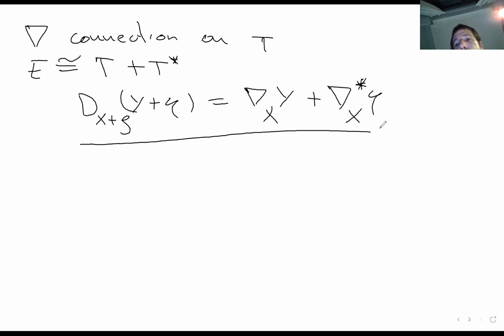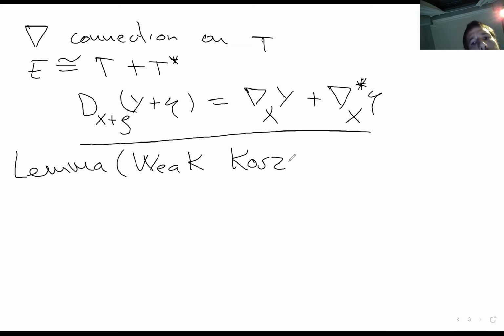Our aim is to understand whether we have some Levi-Civita connection to be able to construct curvature out of that. So then we have the following lemma, which is like a weak Koszul formula. So recall that the Koszul formula is the formula that enables you to express the Levi-Civita connection in terms of the Lie bracket and the metric on a Riemannian manifold. So this weak Koszul says as follows.